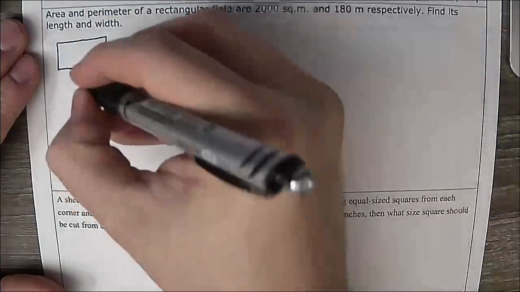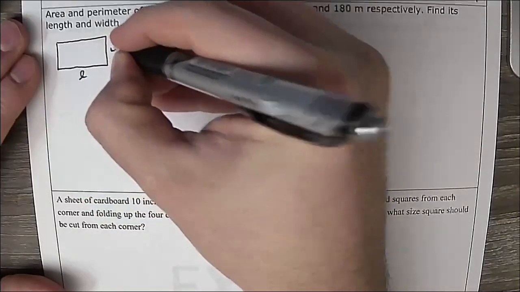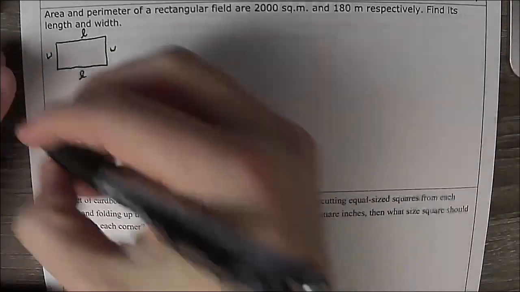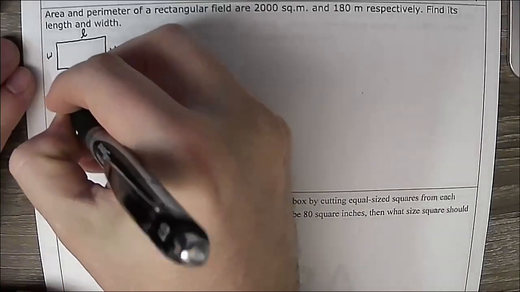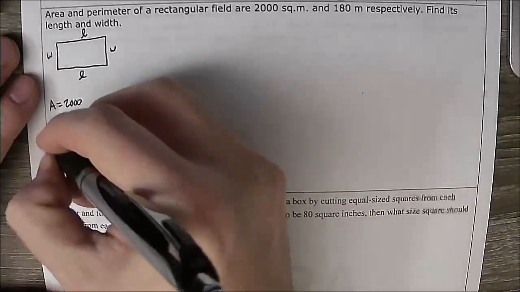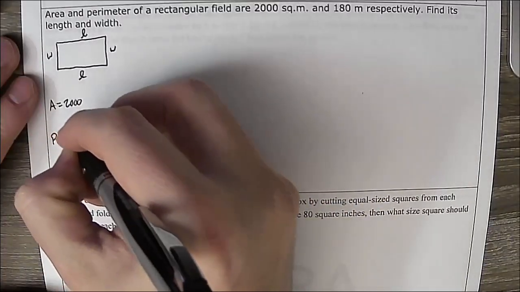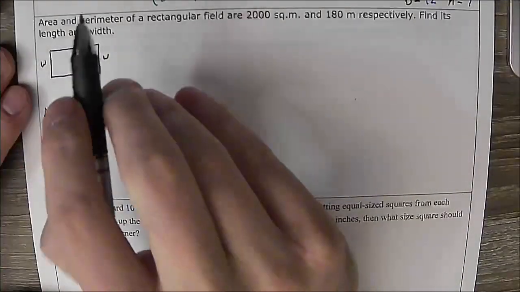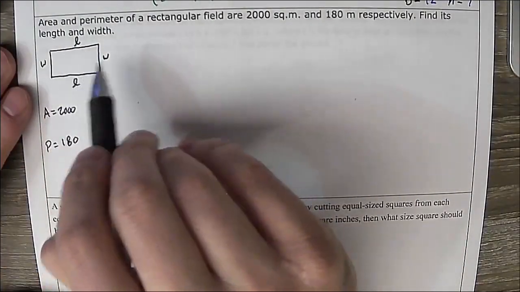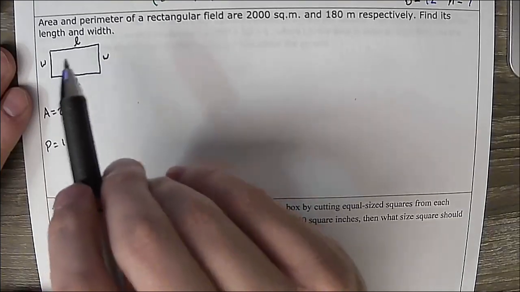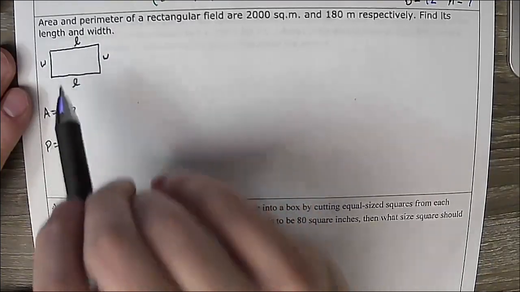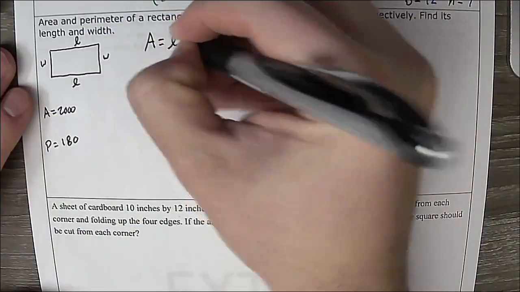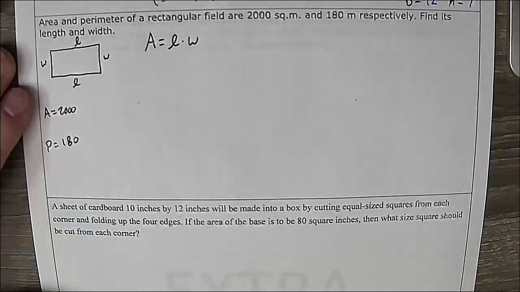What do I know about this rectangle? Length, width, length, width. I know that the area is 2,000, and I know the perimeter is 180. So we need to find length and width, so L and W. We need to have two equations that relate L and W. Well, the first equation that relates L and W is the area equation.